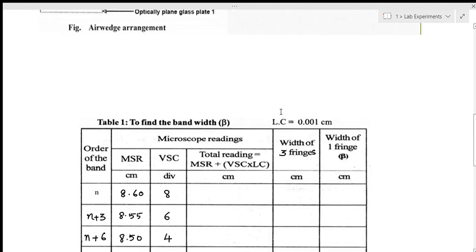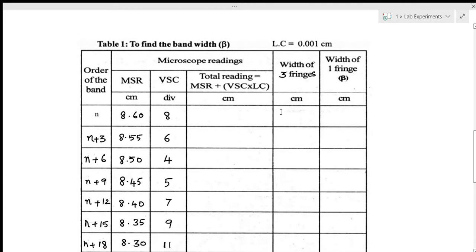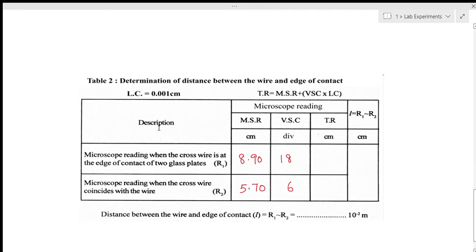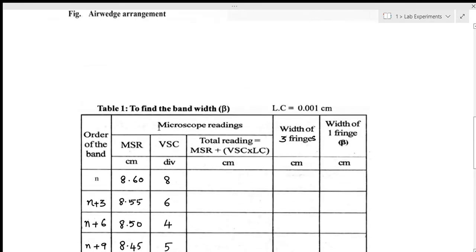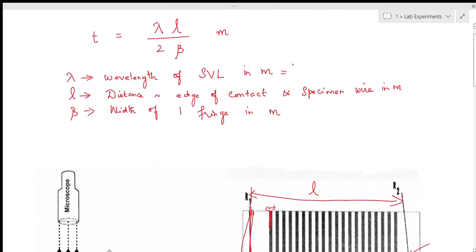We are moving on to the calculation part. For that, reading is important. There are two tabular columns here. One is for finding beta. Another one is for finding the L value, because the lambda value will be given. The value of lambda is 5893 angstrom units, that is 5893 into 10 power minus 10 meters. We are going to find beta and L only.